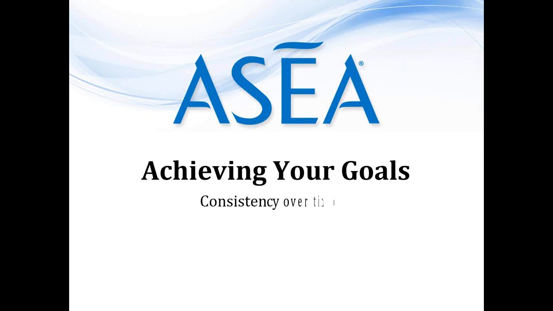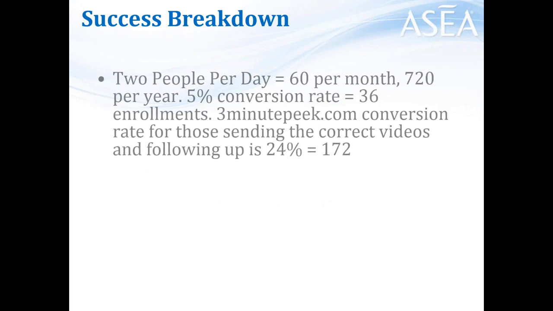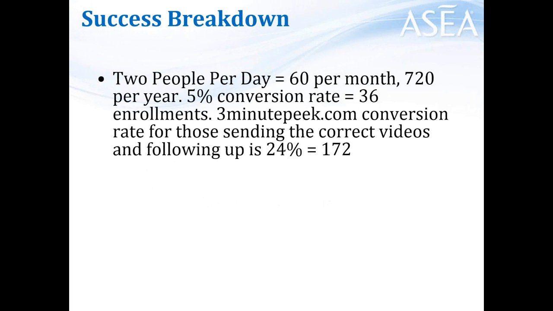Okay, let's talk about achieving goals. It's basically consistency over time. If you just talk to 2 people a day, after 1 year, you would have talked to 720 people. If only 5% of them enrolled, 36 people, you would have personally enrolled over the course of that year. Now, if you're using the correct videos here, which are basically the opportunity-centric ones, and you're having that opportunity conversation with your prospects, not the product conversation, okay?